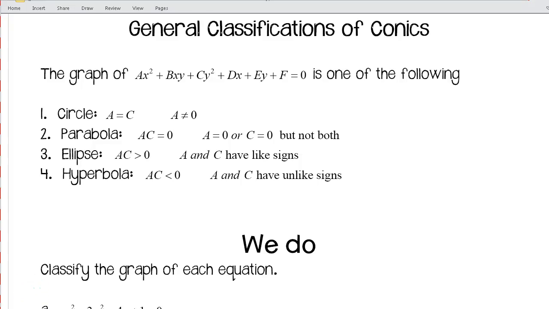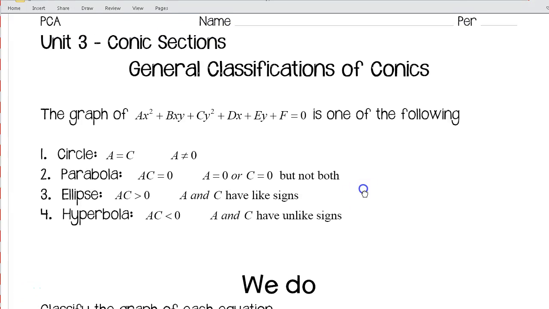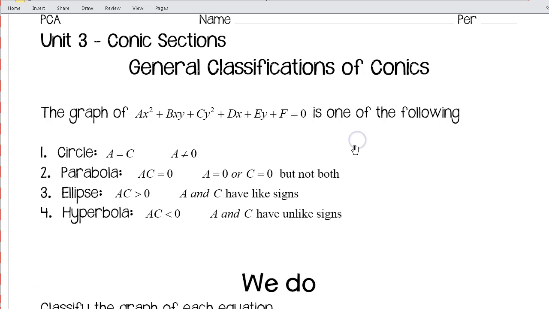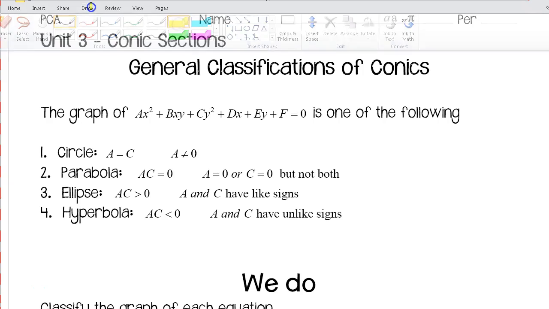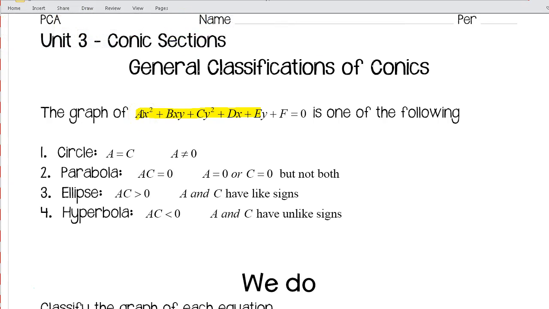This is Mr. Martin. In this video we're going to be talking about classification of conics. So when we're given a conic section in general form, we want to just be able to look at that equation and determine which type of conic section it is: circle, parabola, ellipse, or hyperbola.